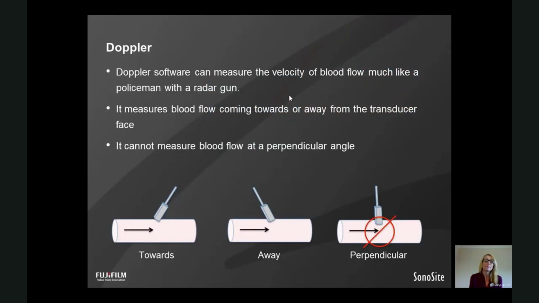So Doppler software can measure the velocity of blood flow much like a policeman with a radar gun. It measures the flow coming towards or away from the transducer face, but it cannot measure blood flow at a perpendicular angle. So you can see here the images. You can see as the blood travels towards the probe, it's able to capture it. As it travels away from the probe, it'll capture, but if it's straight up and down, it's not able to measure it. So we always need to have a little tilt on our probe when we're measuring.